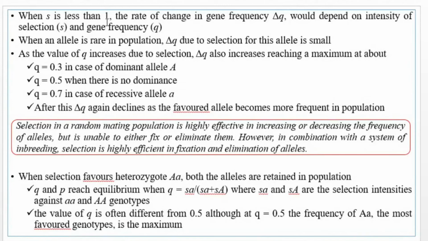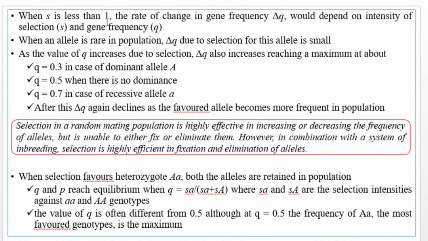कुन बेलामा डेल्टा Q maximum हुन्छ भन्दा Q is equal to 0.3 भयो भने, in case of dominant allele A; Q is equal to 0.5 when there is no dominancy; or Q is equal to 0.7 in case of the recessive allele A. So after reaching maximum मा पुगिसकेपछि favorable allele increment हुन्छ, favorable allele becomes more हुन्छ, जसले गर्दाखेरि now again delta Q tries to decline. Delta Q declines after it reaches the maximum because the favorable frequencies are more there.